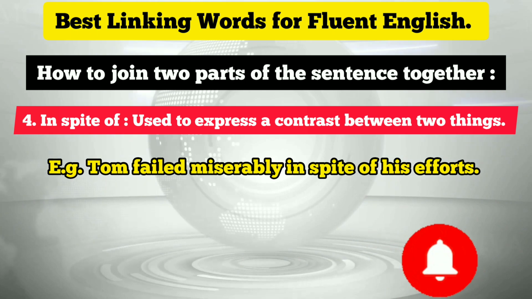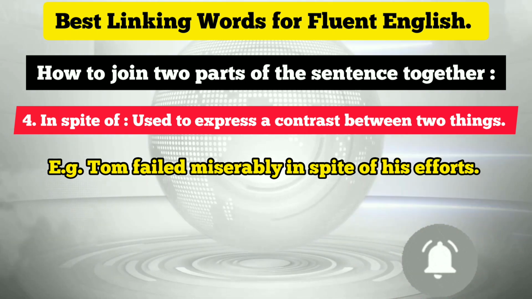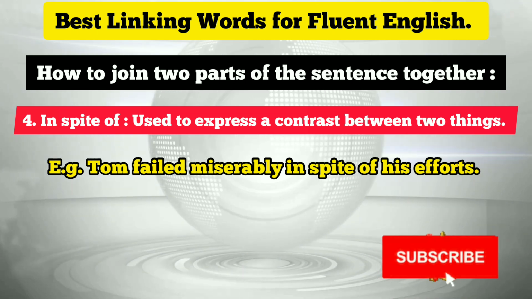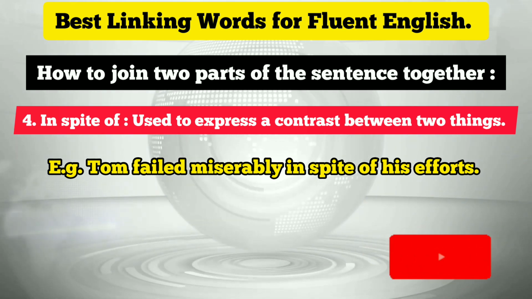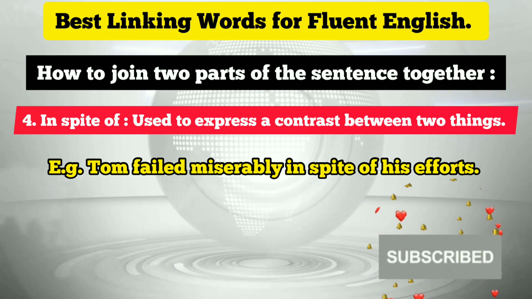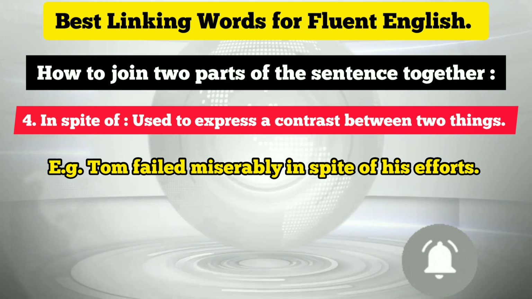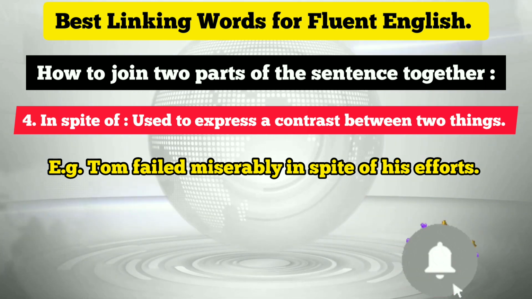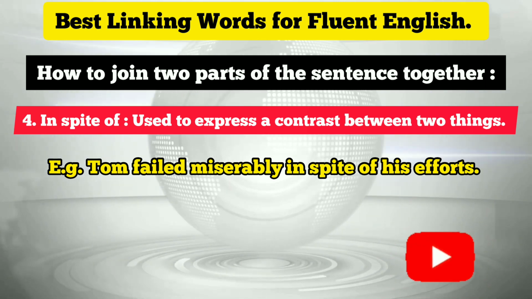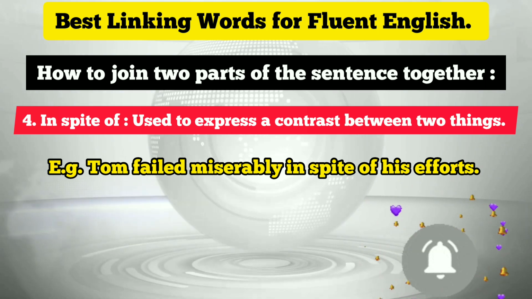Tom felt miserably in spite of his efforts. So here Tom felt miserably is a negative idea or statement. In spite of his efforts, that means he put a lot of effort, still he failed. I'm using in spite of to connect, and it shows a contrast that he put a lot of efforts, still he failed miserably. So I'm quite sure it's clear.